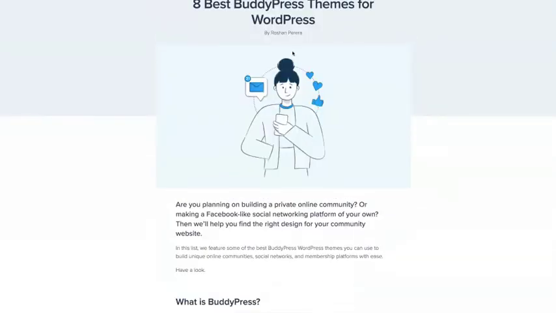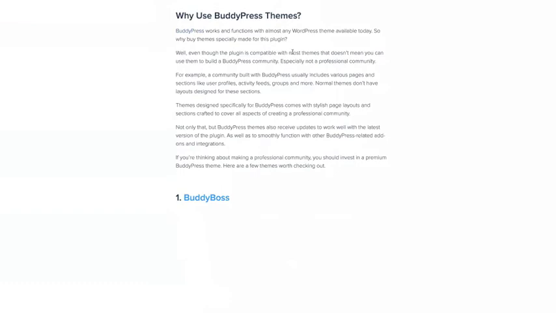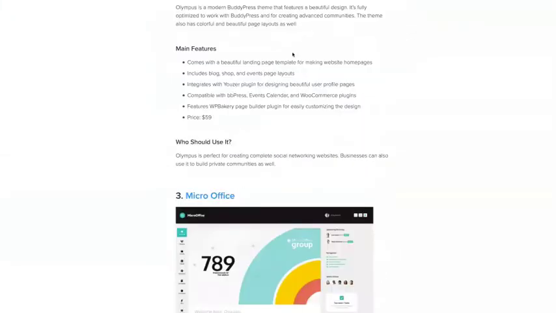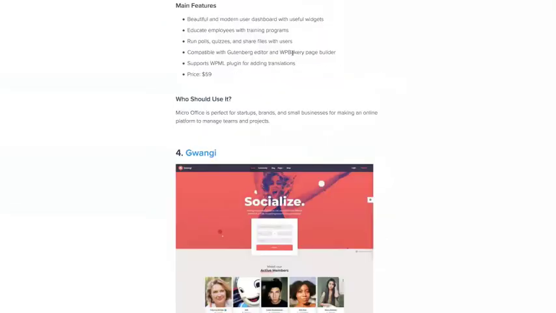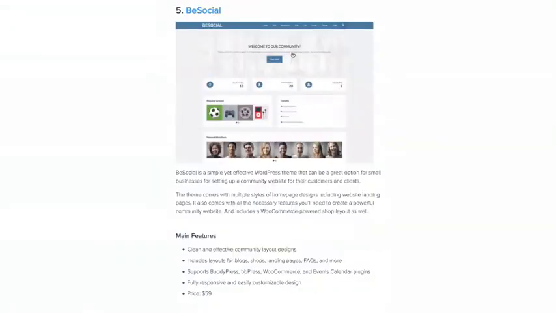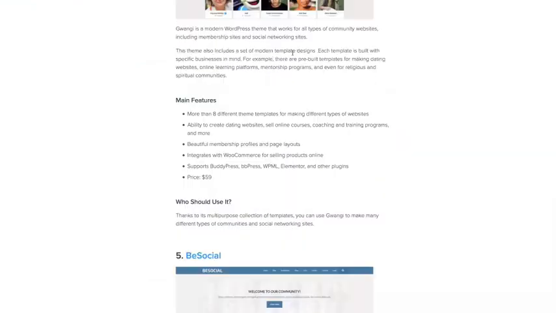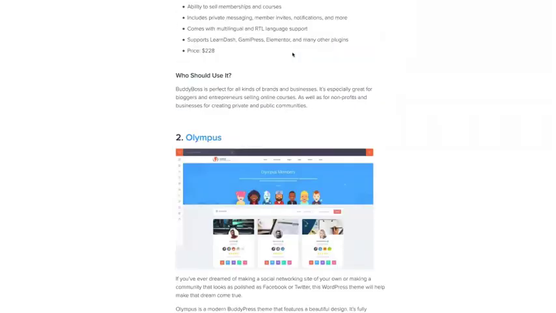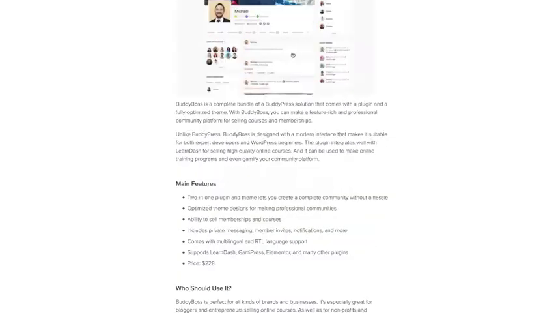Another one we got here is from Hero Themes. They've got a really nice introduction here that goes into a fair bit of detail. It's mostly about what themes you've got. This is more theme focused because that's one of the confusing things with BuddyBoss: not only is it a plugin, it's a theme, combined together.